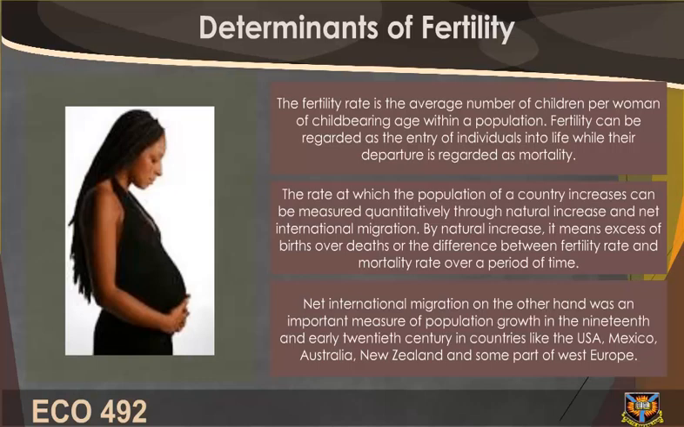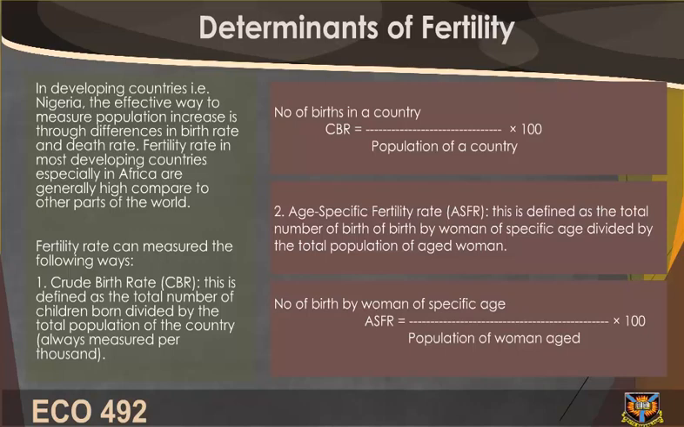Net international migration, on the other hand, was an important measure of population growth in the 19th and early 20th century in countries like the US, Mexico, Australia, New Zealand, and some parts of West Europe. In developing countries, that is Nigeria, the effective way to measure population increase is through differences in birth rate and death rate. Fertility rates in most developing countries, especially in Africa, are generally high compared to other parts of the world.